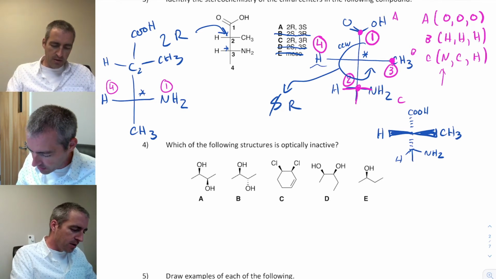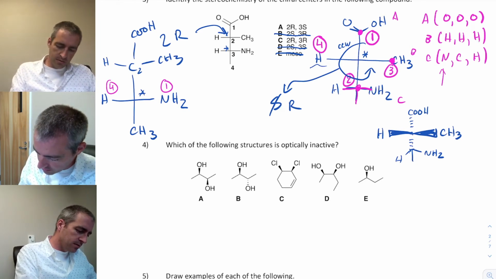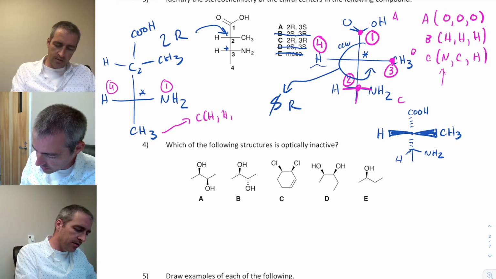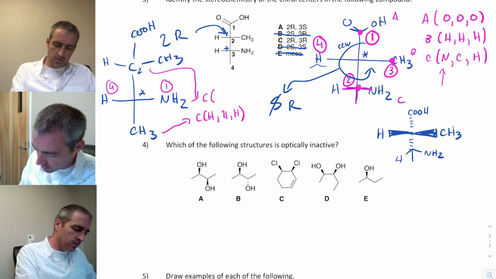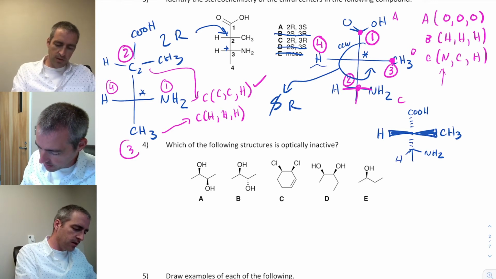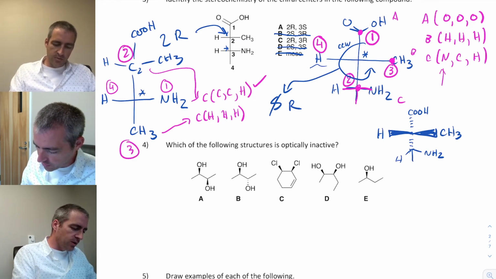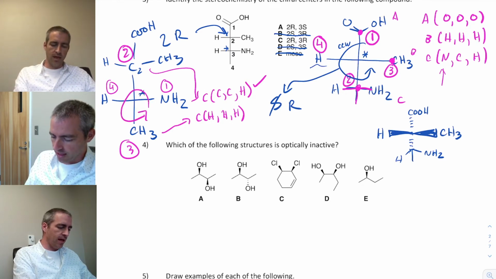And now we're comparing the top carbon and the bottom carbon right here. Bottom carbon is bonded to hydrogen, hydrogen, hydrogen. The other carbon is bonded to carbon, carbon, hydrogen. So the winner is going to be this one. This gets priority 2. This gets priority 3. We ignore the lowest priority group for now, and we go 1, 2, 3 in that order.